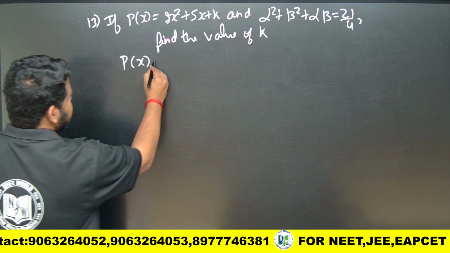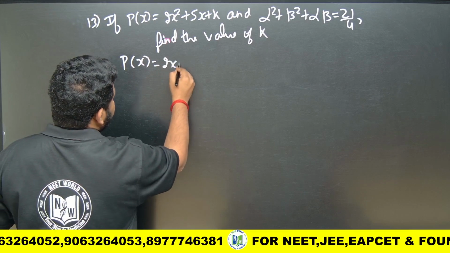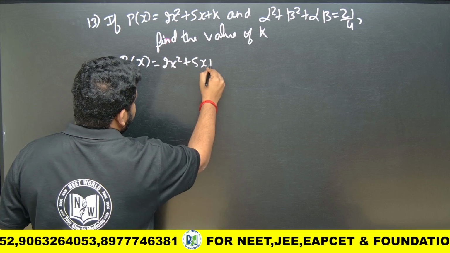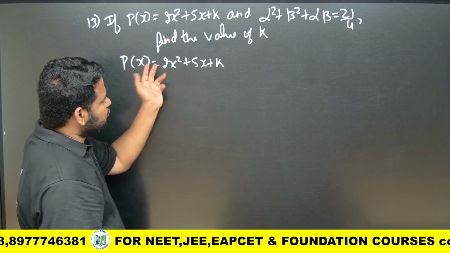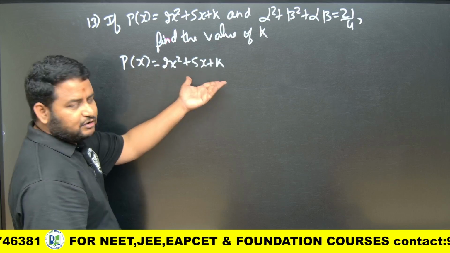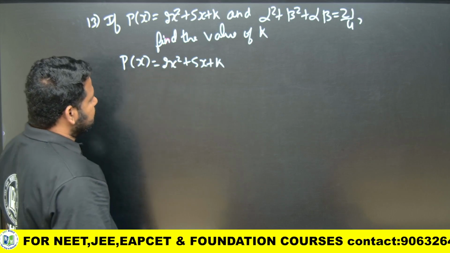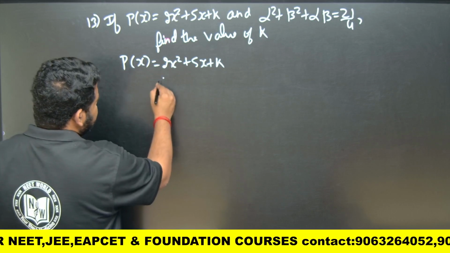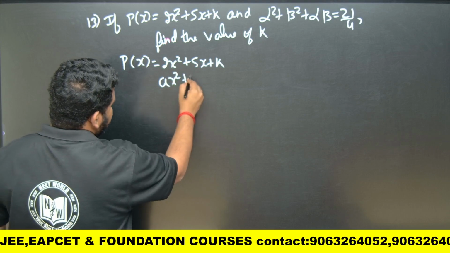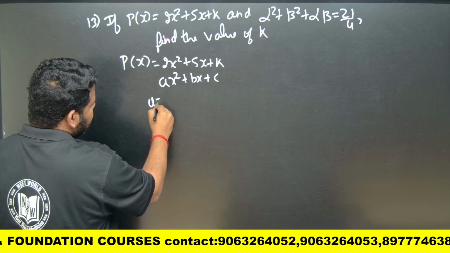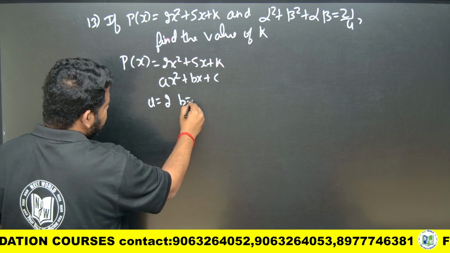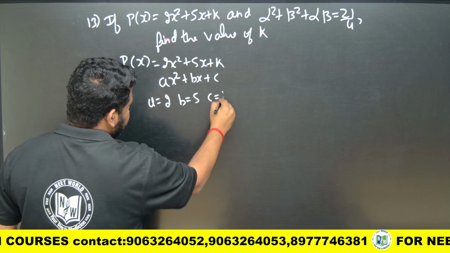First let me write down p of x. p of x is equal to 2x square plus 5x plus k. Okay, this is the thing they have given. I cannot use splitting the middle term because I don't know the product. Product is what? 2k. The value of k we don't know. We have to find the value of k. So here, first let me write out the standard form, ax square plus bx plus c. Okay, if I am comparing, I'll get a is equal to 2 and b is equal to 5 and c is equal to k.